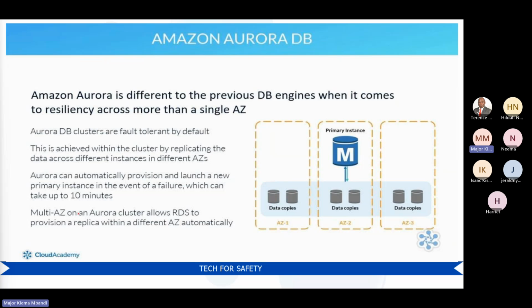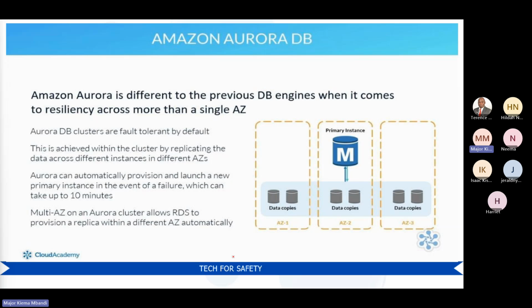You can run Aurora as a single database, but it must run in more than one availability zone, and all this is taken care of by AWS since it's a serverless database offering. Aurora DB clusters are fault tolerant by default. It's achieved within the cluster by replicating the data across different instances in different AZs. Aurora can automatically provision and launch a new primary instance in the event of failure, which can take up to 10 minutes. Multi-AZ on an Aurora cluster allows RDS to provision replicas within different AZs automatically.